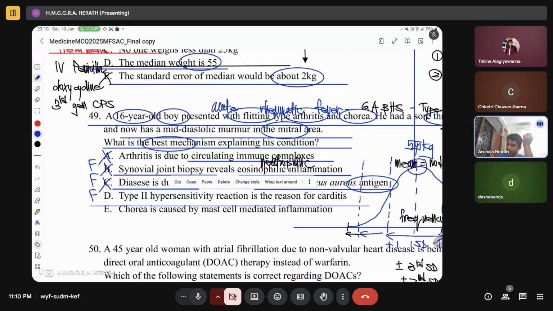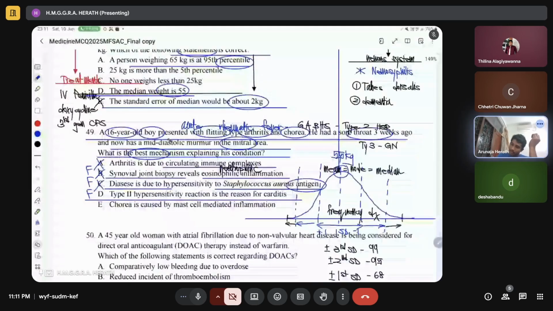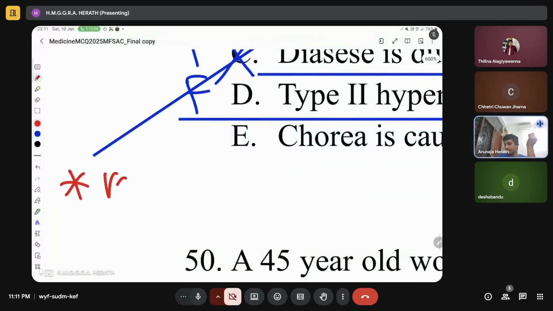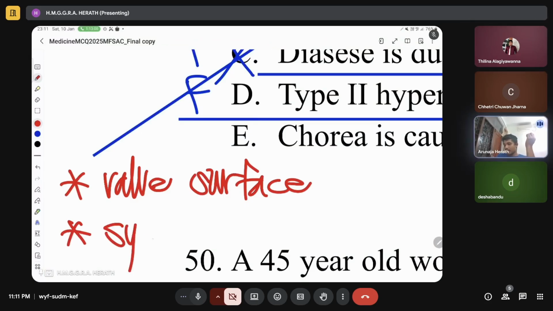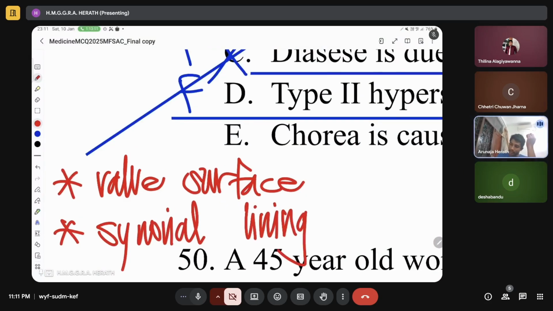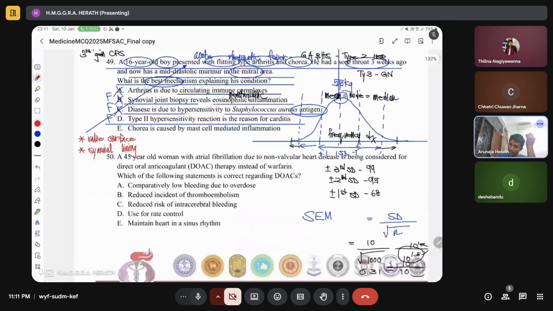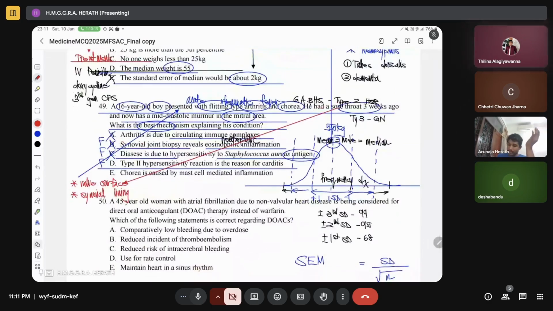Type 2 hypersensitivity reaction is the reason for carditis, true or false? True. Why do they get carditis and arthritis? Because these agents are present in the valve surface and also in the synovial lining. This is why they get arthritis and carditis, because the inflammation due to type 2 hypersensitive reaction takes place at these areas.